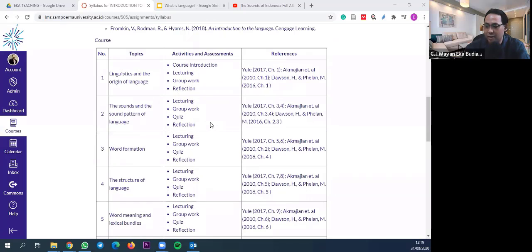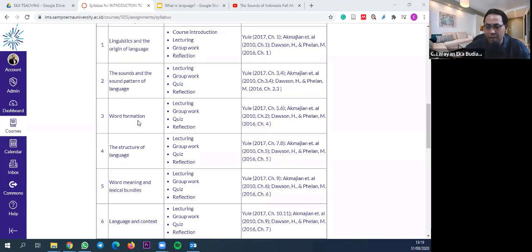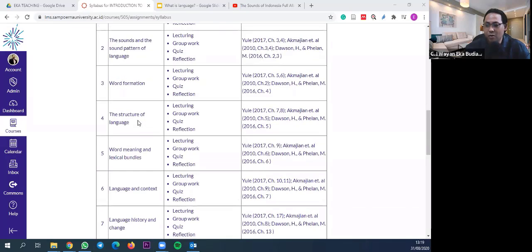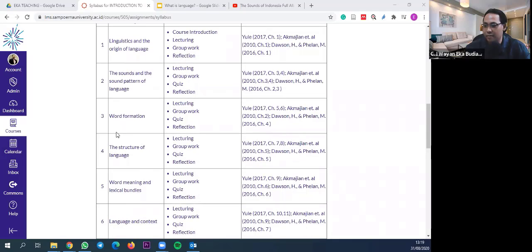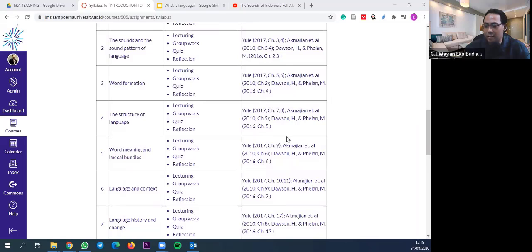that I can do together with this. So linguistics and the origin of language, that's the first two weeks. The sounds and sound patterns of language, about another two weeks. Word formation, another two weeks. The structure of language, another two weeks. So after week 6, or is it week 8? So 1, 2, 3, 4. I think we would like to finish the material at least up to the structure of language, and then later on we'll conduct midterm tests.